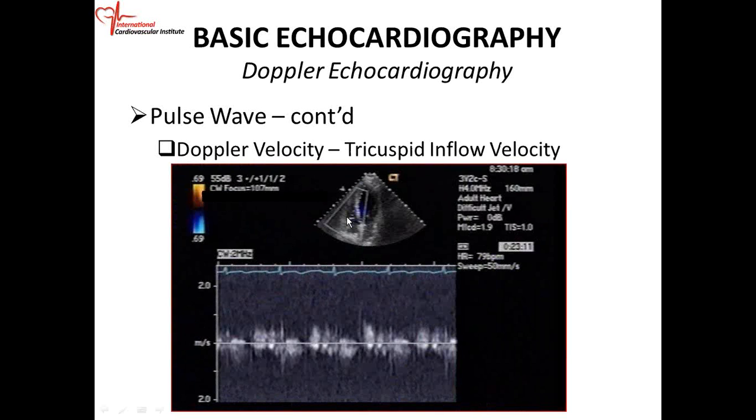Tricuspid inflow. So, 4-chamber view on top. The tricuspid valve is right there. This is your RV and your RA. The transducer is right there. In diastole, blood is moving from the right atrium across the tricuspid valve into the right ventricle. This is your tricuspid inflow. It's above the baseline. It's moving towards the transducer. Same thing as the mitral inflow, moving towards the transducer. It's a diastolic flow. It occurs in diastole.